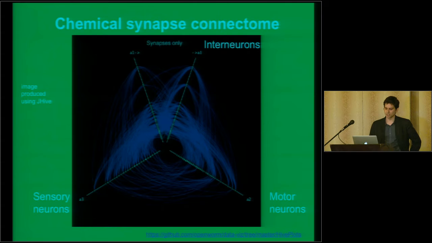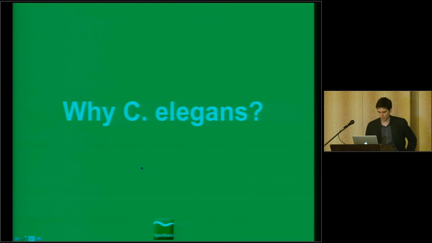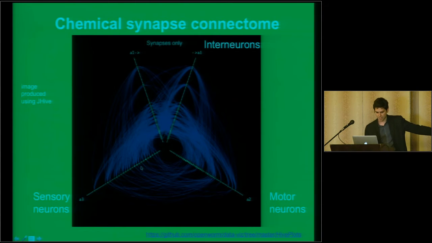And so essentially you can lay out all the nodes of sensory neurons along one axis. I'm not sure if this is going to show up. Along the lower left axis, sensory neurons, the lower right, motor neurons, and then interneurons in the middle. And all those little edges that you see are the connections between them. And you can look at it for chemical synapses or gap junctions. You can look at all of them.